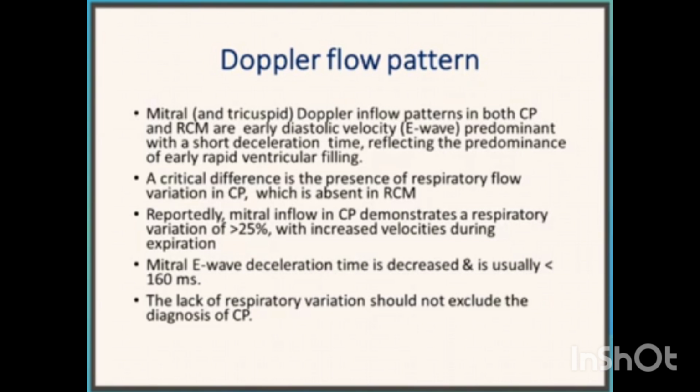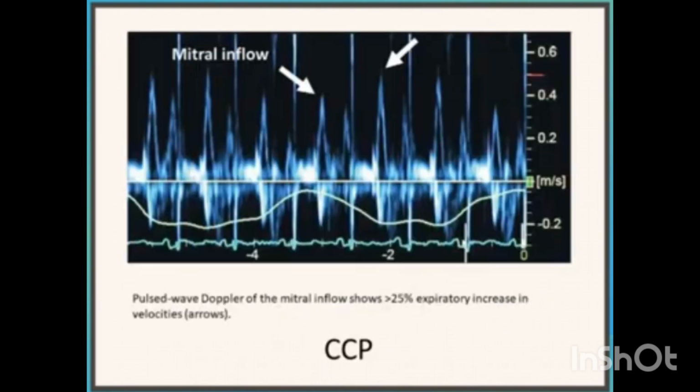Mitral inflow in CP demonstrates a respiratory variation of more than 25%, with increased velocities during expiration, that is, left sided filling happens more with expiration, and the mitral E wave deceleration time is decreased, less than 160 milliseconds. The lack of respiratory variation should not exclude the diagnosis of constrictive pericarditis. Now we will see the pattern of inflow. If you find more than 25% variation in these Doppler signals during inspiration and expiration, that does confirm or favors the diagnosis of constrictive pericarditis.